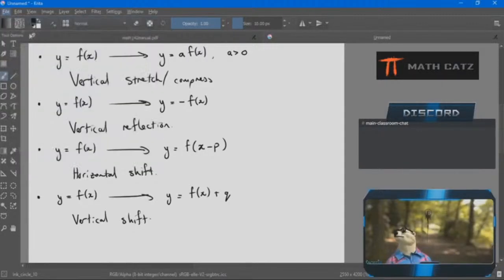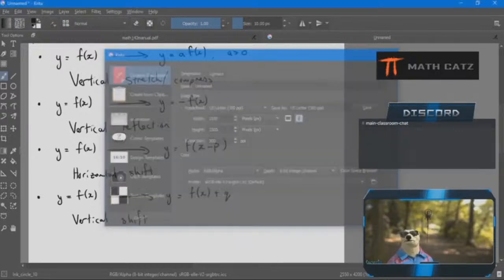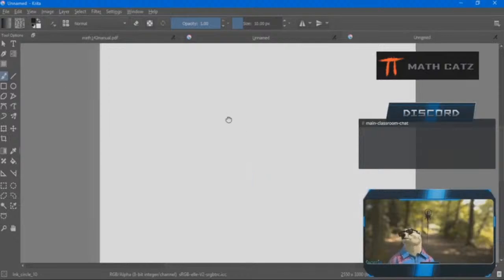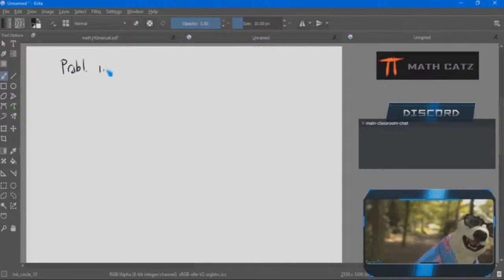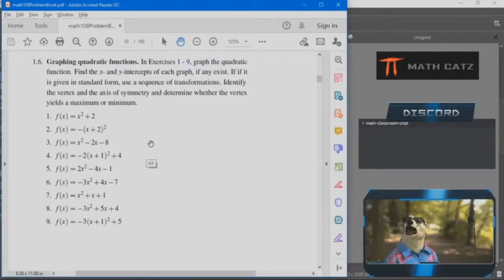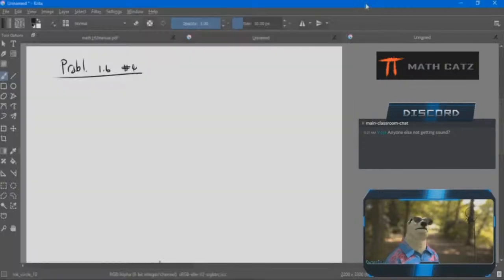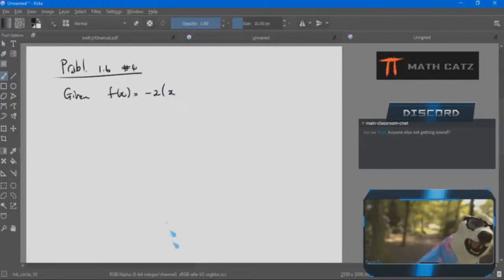I want to do a problem. Let's see here which problem. I want to do 1.6 number 4. Problem 1.6 number 4. And of course that all refers to the problem book, which we'll use as in-class examples. Number 4. So I ultimately have to graph and figure out f of x. We're given f of x equals -2x plus 1 squared, and then we have a plus 4.